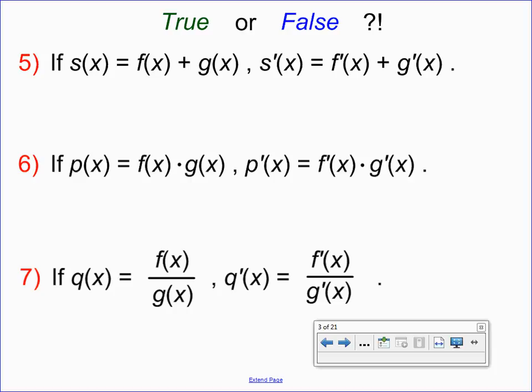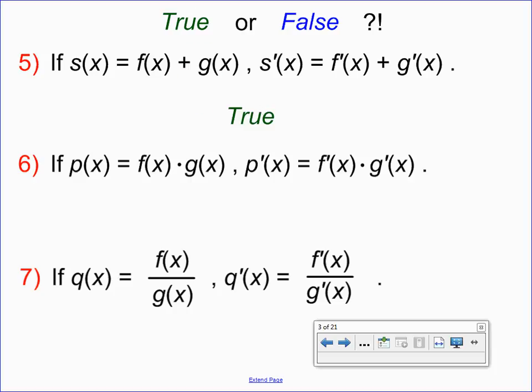So number 5, what do you guys think, true or false? What did you come up with? Hayden and Emily? True. Raise your hand if you had true. That's true, that's just our sum or difference rule. So if we are taking the derivative of a sum of individual functions, we can simply differentiate term by term, and we'll get the sum of the individual derivatives. So that's definitely true.